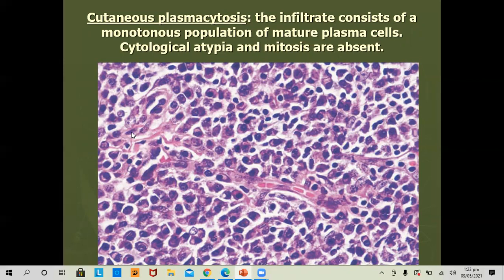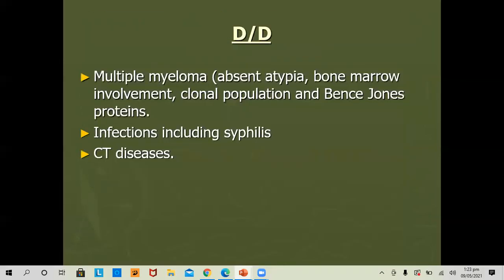Cytological atypia and mitosis are rare in this case, and it has to be differentiated. This cutaneous plasmacytosis has to be differentiated from multiple myeloma because there is no atypia here, and bone marrows are not involved, and there is no clonal proliferation, and Bence-Jones proteins are not seen in the urine, so this is not a multiple myeloma.